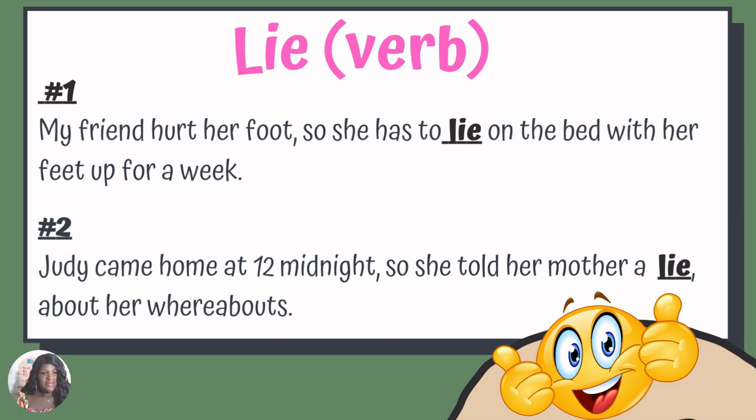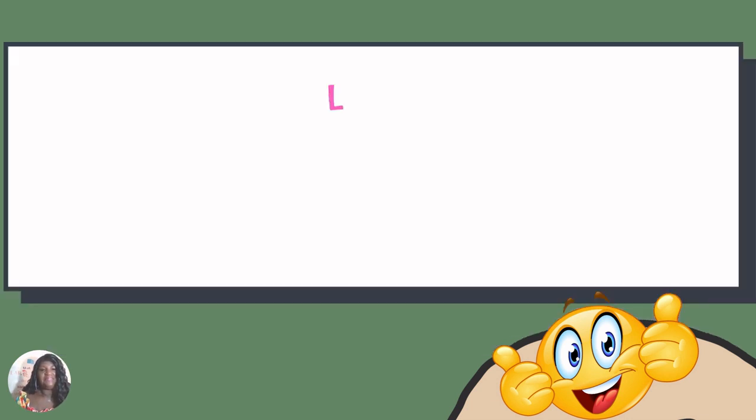Number two: Judy came home at 12 midnight, so she told her mother a lie about her whereabouts. In example two, Judy is not being truthful. She told her mother something that was not truthful about where she was because her mother was going to be upset. She came in at 12 midnight, so she had to tell a lie to get off the hook. Lie. Next slide.